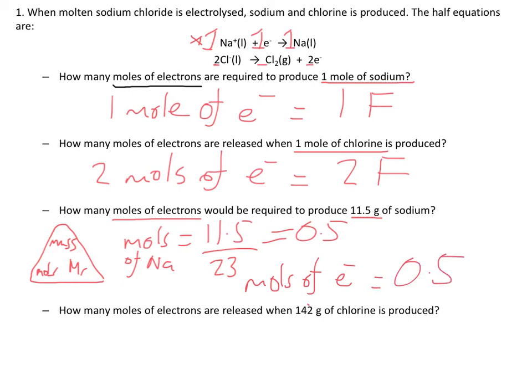And the final question: how many moles of electrons are produced when 142 grams of chlorine is produced? So we're going to be using this equation down here, and already you can see that we've got a mass of chlorine. So what are we going to do to the chlorine? Well, we're going to need to convert it into moles, so moles of Cl2, and we'll use the triangle again, so moles equals mass divided by RFM.